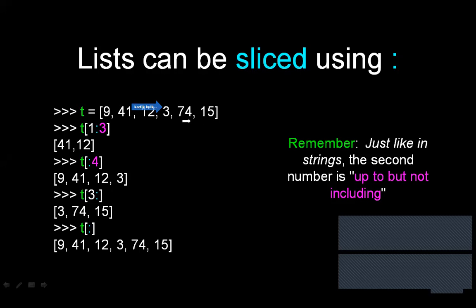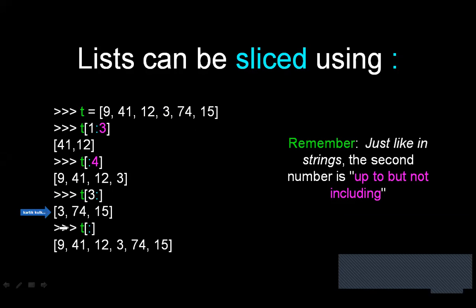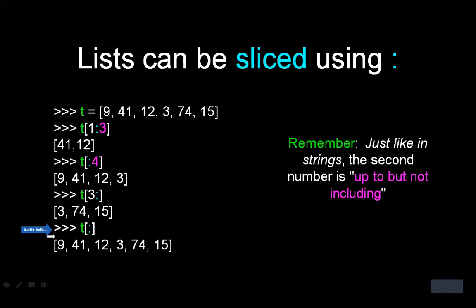You will be getting 74 and 15 also. So the output here is 3, 74 and then 15. Now, in the next example, I have not specified the starting index number, and I have not specified the end index number either.